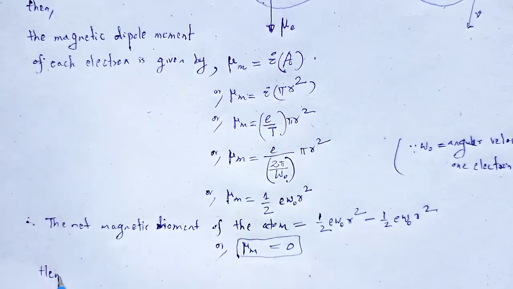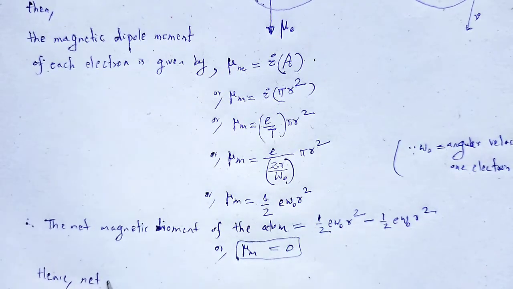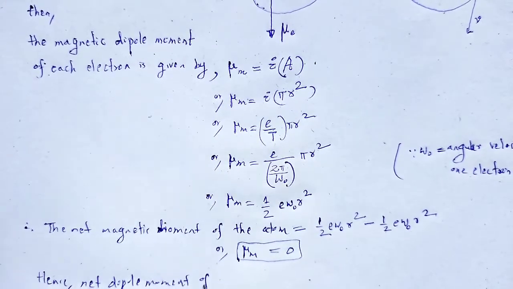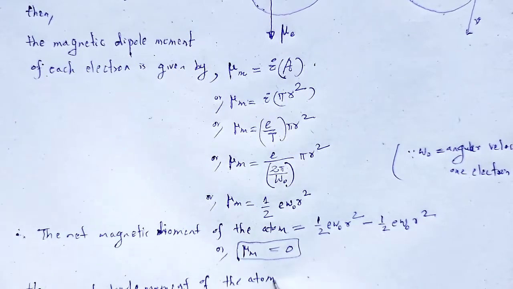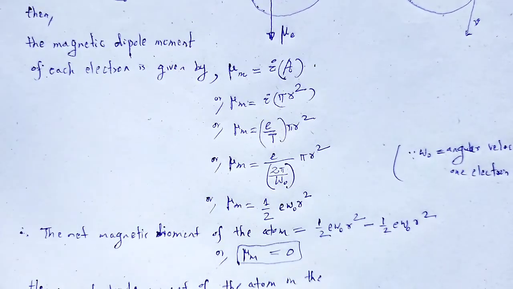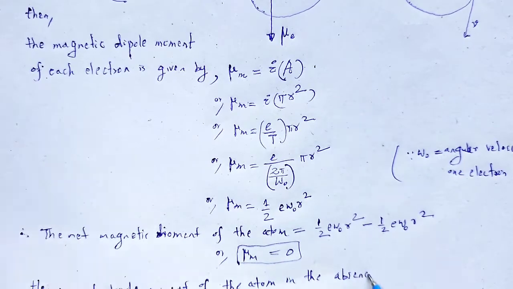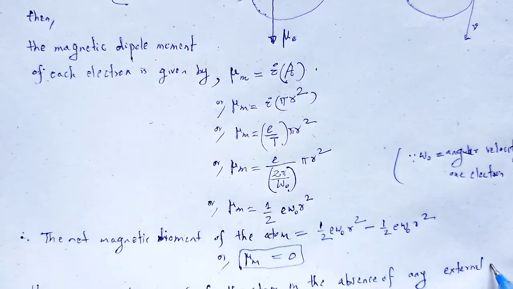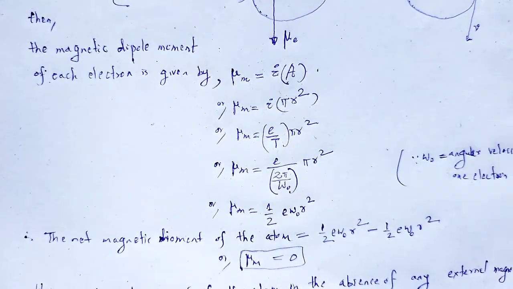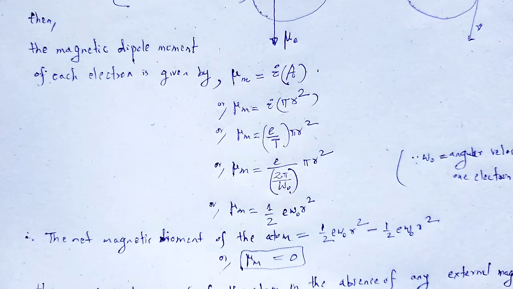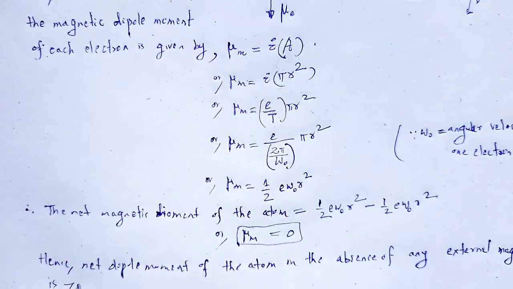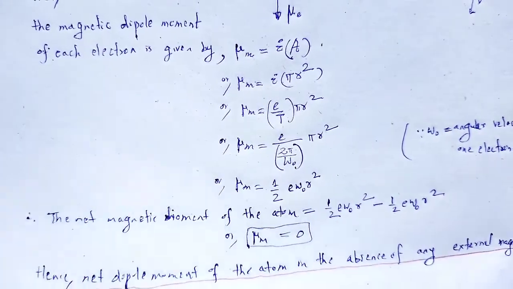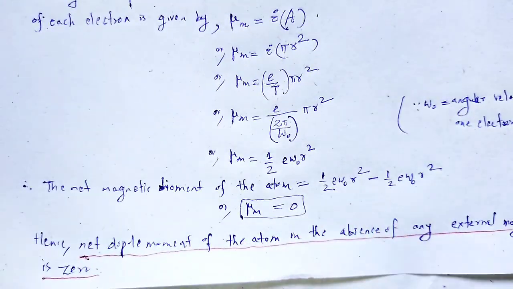Hence the net dipole moment of the atom in the absence of any external magnetic field is 0. The net dipole moment of an atom in the absence of any external magnetic field is 0.